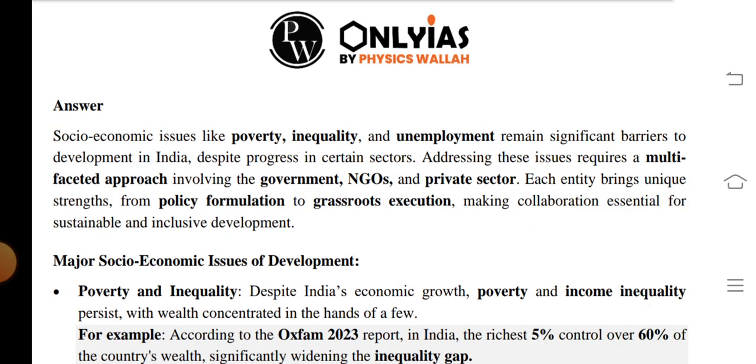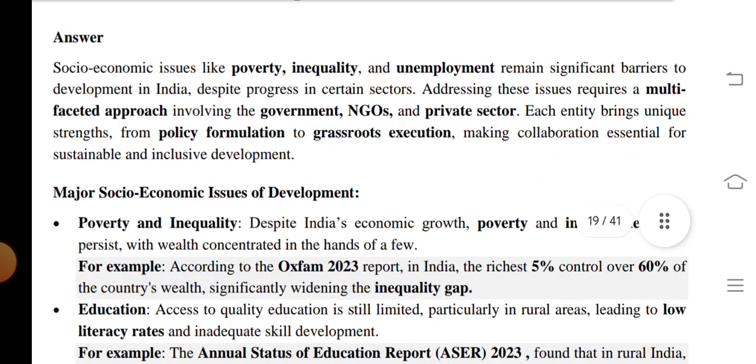Socio-economic issues like poverty, inequality, and unemployment remain significant barriers to development in India, despite programs in certain sectors addressing these issues. They require a multifaceted approach involving the government, NGOs, and private sectors, each entity bringing unique strengths from policy formulation to grassroots execution, making collaboration essential for sustainable and inclusive development.